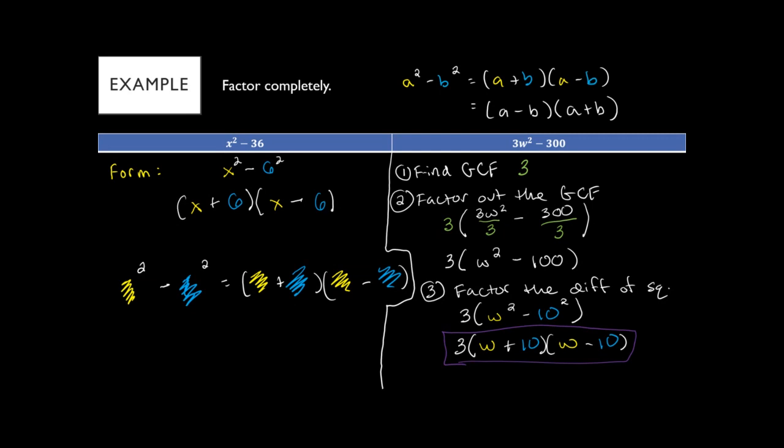Or you could add the minus part first and do w minus 10 times w plus 10, but either way, the 3 has to be in front. So we have just factored this completely. We first factored out the greatest common factor, and then we had a difference of squares, so then we had to continue factoring. So you're not done after you factor the greatest common factor. You need to look to see if you can continue breaking it apart into different pieces.